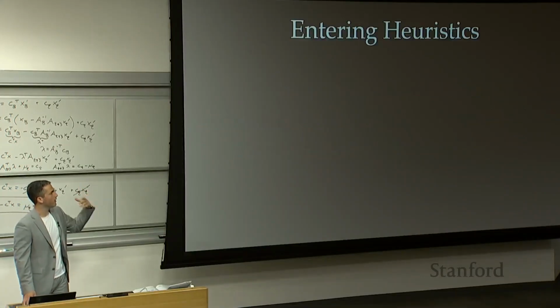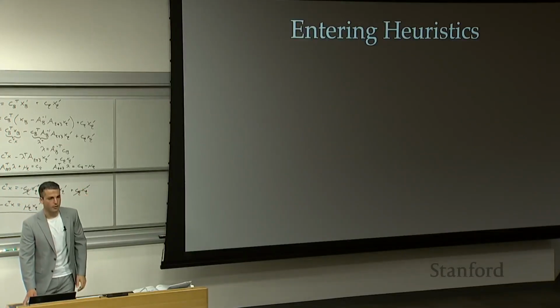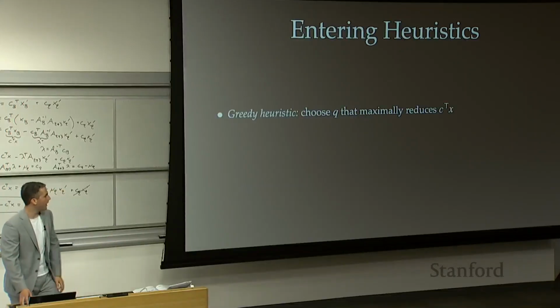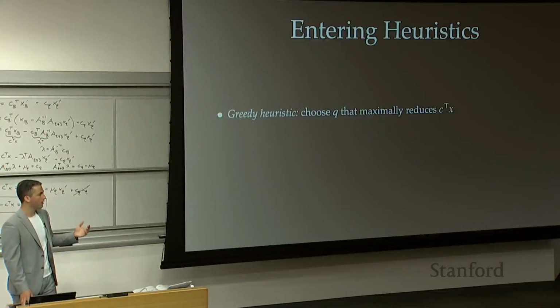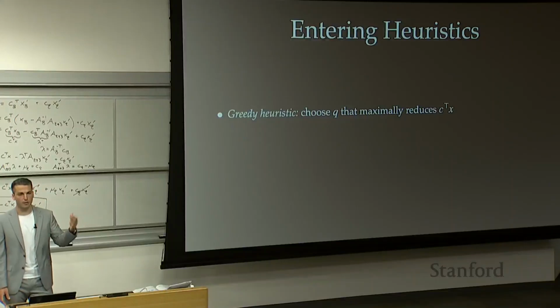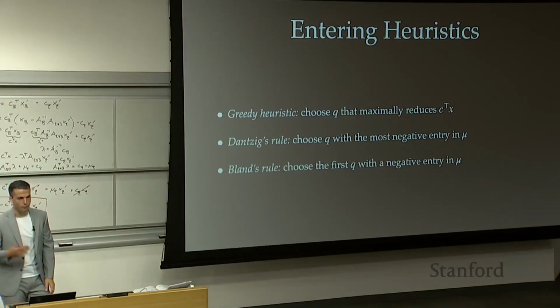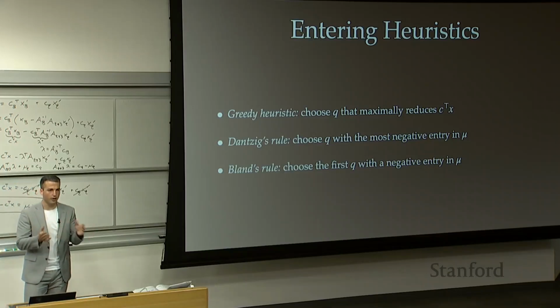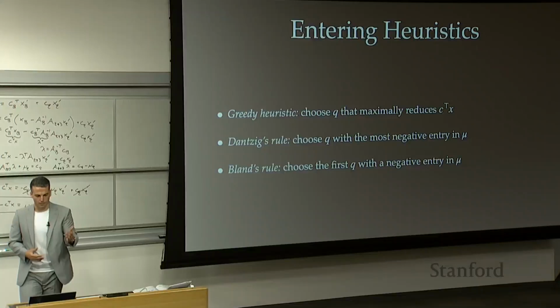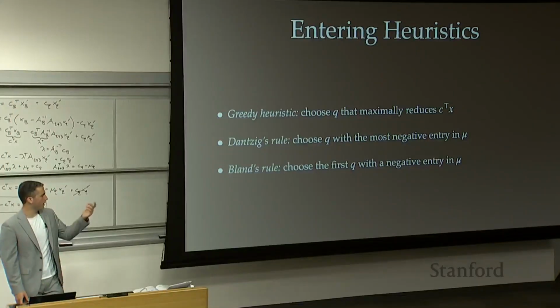And so there's a few different entering heuristics that you can use to choose this Q. Okay, so the one that we're going to be using today is the greedy heuristic, which is just choosing the Q that maximally reduces our objective. There's other heuristics out there as well, and you can also use a combination of these heuristics. So this is just something to be aware of. What we're going to be using today is just the greedy heuristic here.